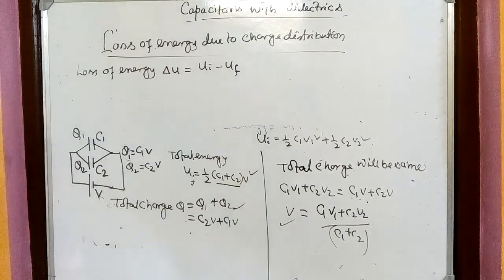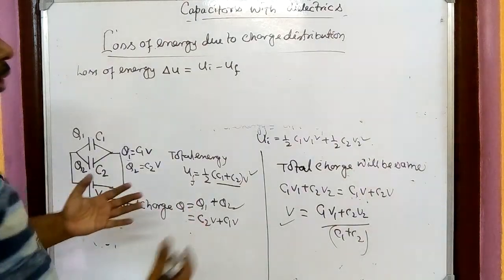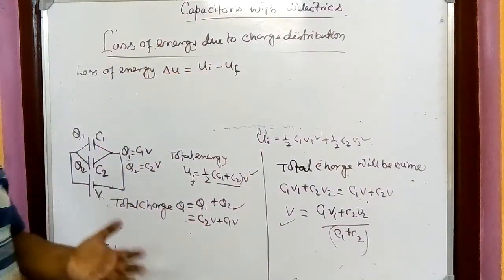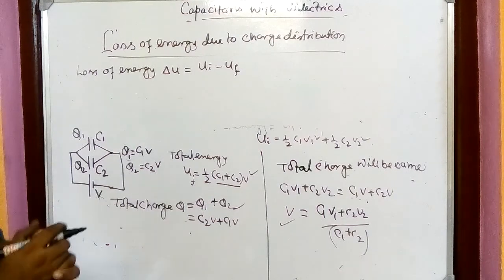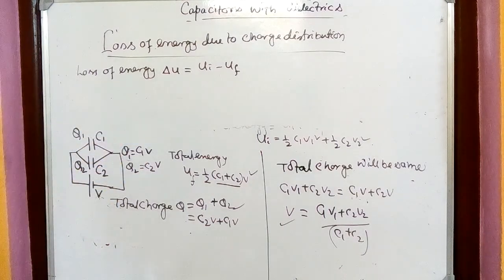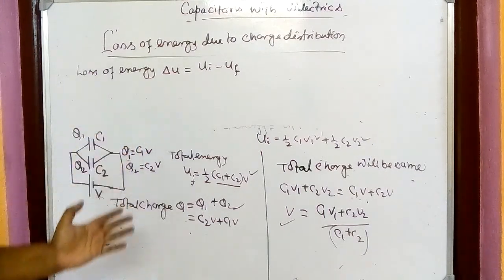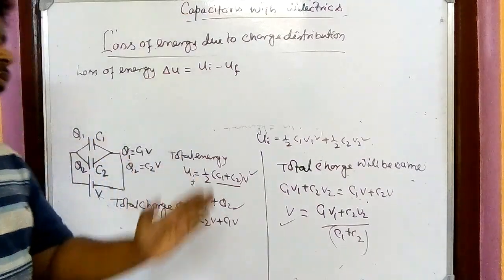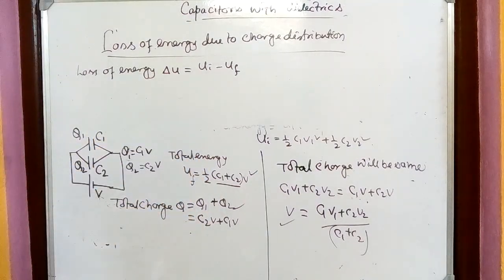Now you might be thinking, sir, till now we have learned that whenever we have to find the difference, we do final minus initial. But why are we doing initial minus final? See, later you will come to know that the initial energy is larger than the final energy. That's why the energy is lost. And so that the loss of energy comes out positive, we have done initial minus final.